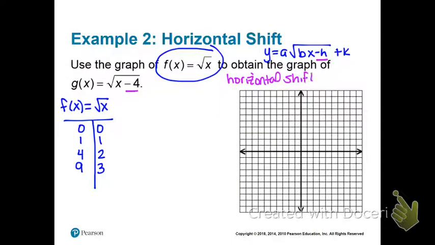And remember, anything inside with x is the opposite. So we think because it's a minus 4, we'd go to the left 4, but it's inside with x, and so we're actually going to go to the right 4.